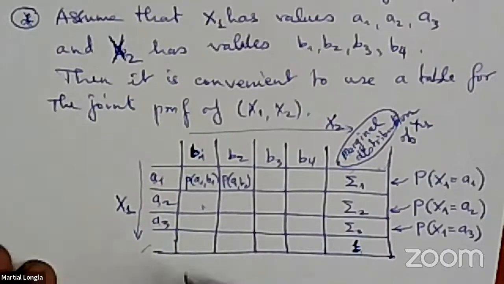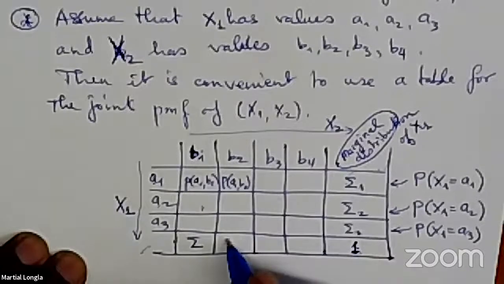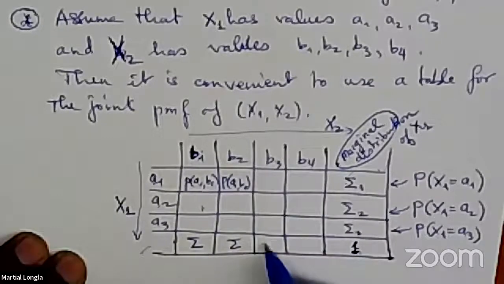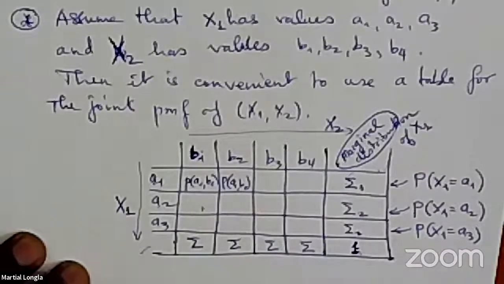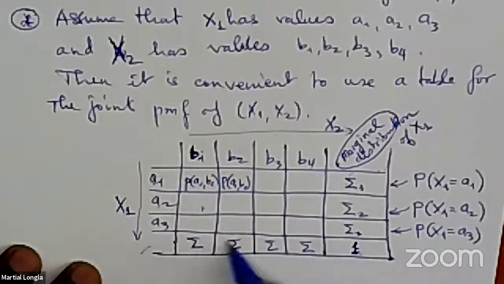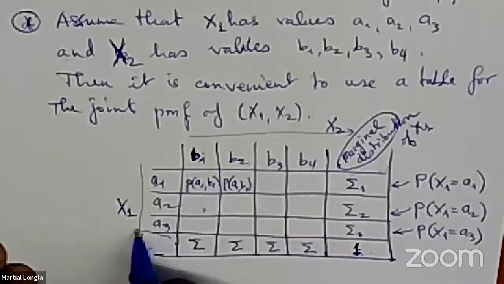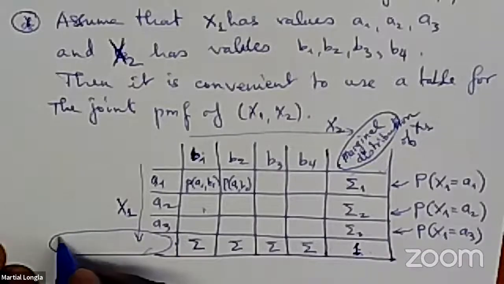Second, you take this second one, you add everything here, and you put it here. Add that column, add this column, put here. Add that column, put here. Add this column, put there. Now you can guess what is going to be this row. Huh? The sum must be equal to 1. And what does the row represent? Marginal distribution of x2. That's it. So what you get here is the marginal distribution of x2.